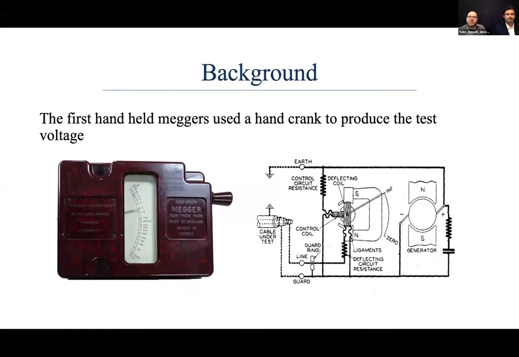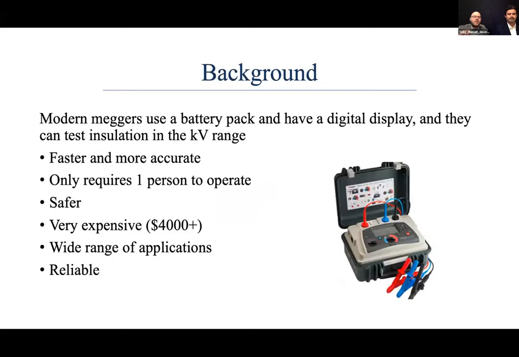The resistance of the insulation will determine how much that coil deflects, which you can then see on the analog meter. But nowadays we have modern meggers which operate off battery power and have a digital display. These can even test up into the kilovolt ranges.